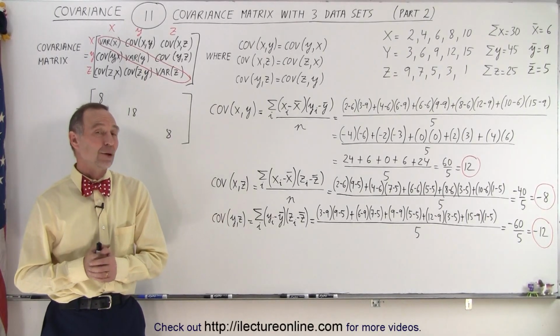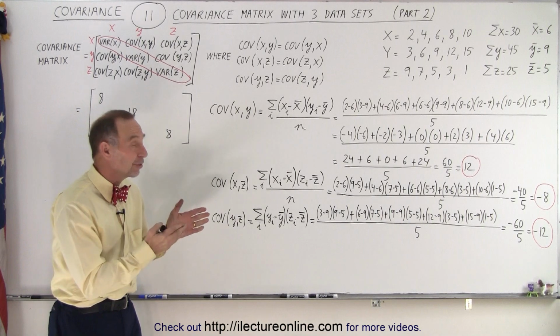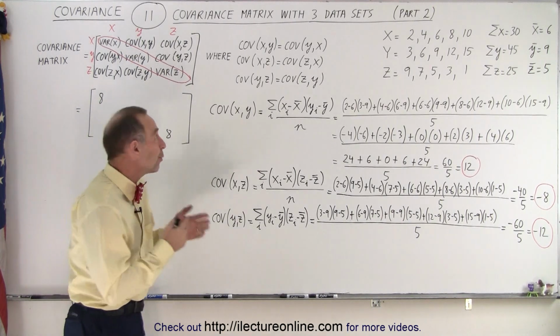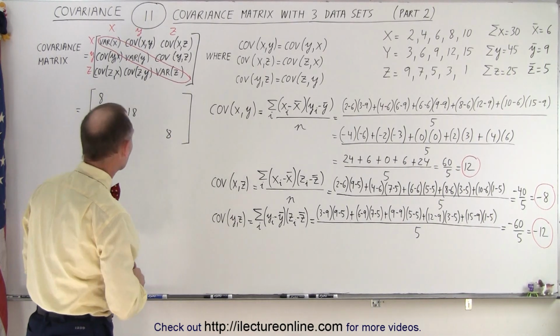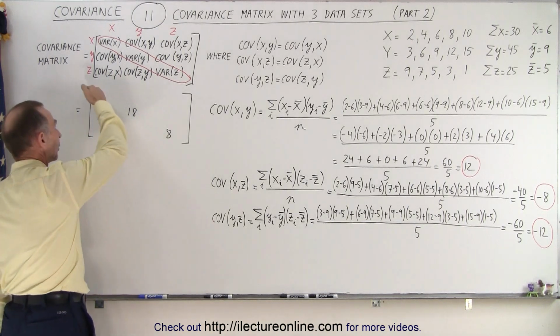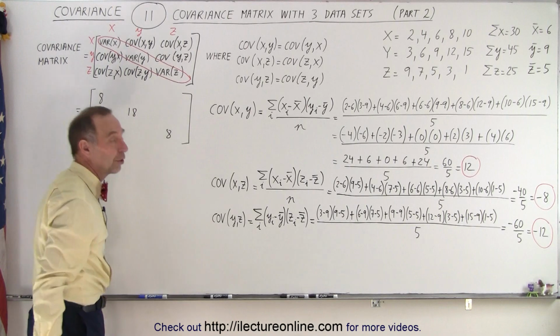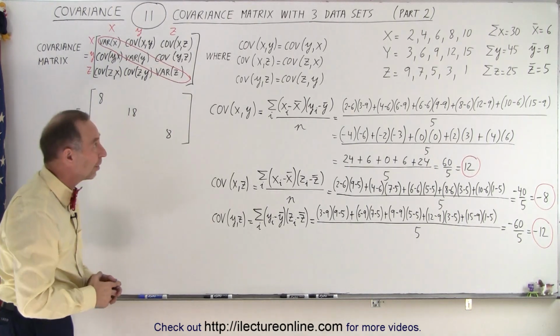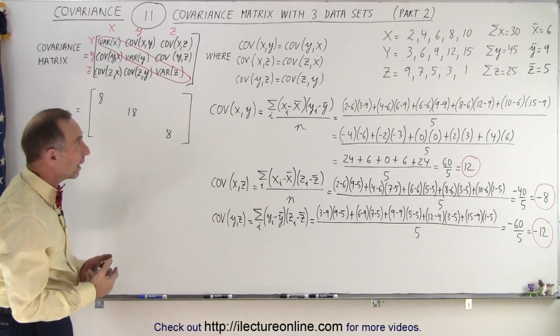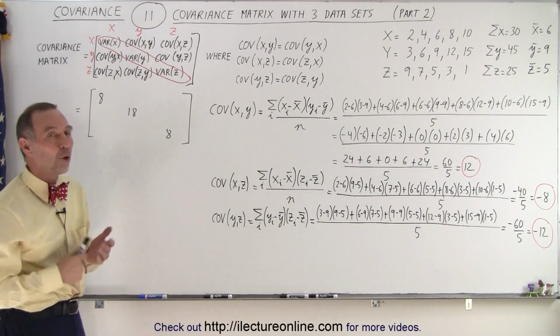So now let's find the covariances between the various data sets so we can fill in the rest of the covariance matrix. In the previous video, we were able to find the diagonal elements, which were equal to the variances of the three data sets: the variance of the data set X, of Y, and of Z. So what about the covariances?